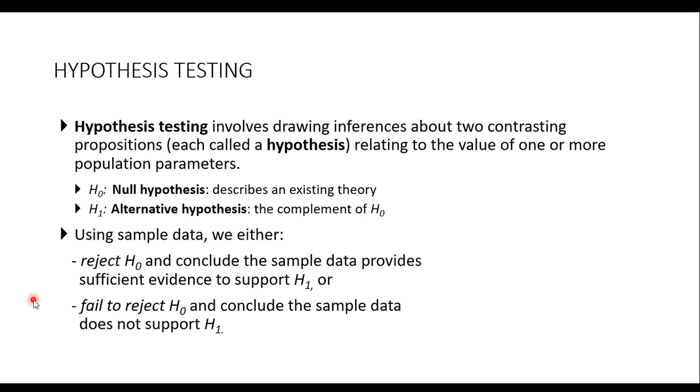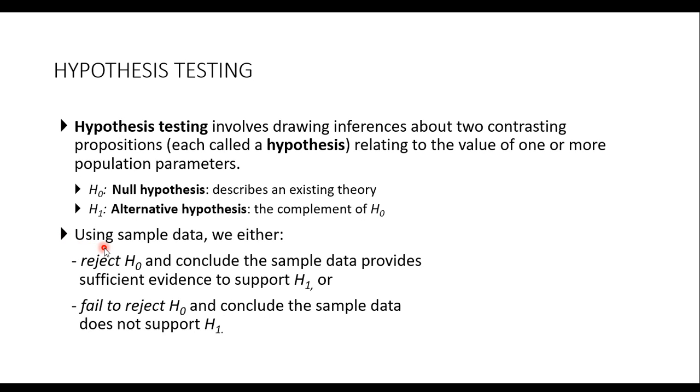Suppose you want to describe an existing theory, you put it as a null hypothesis, that is H0. And to every null hypothesis, there is an alternate hypothesis, that is the complement of H0. So if I make a statement, there is always a counter statement. And we take a sample from the population, because we cannot take data about the whole population, as the population could be large in size.